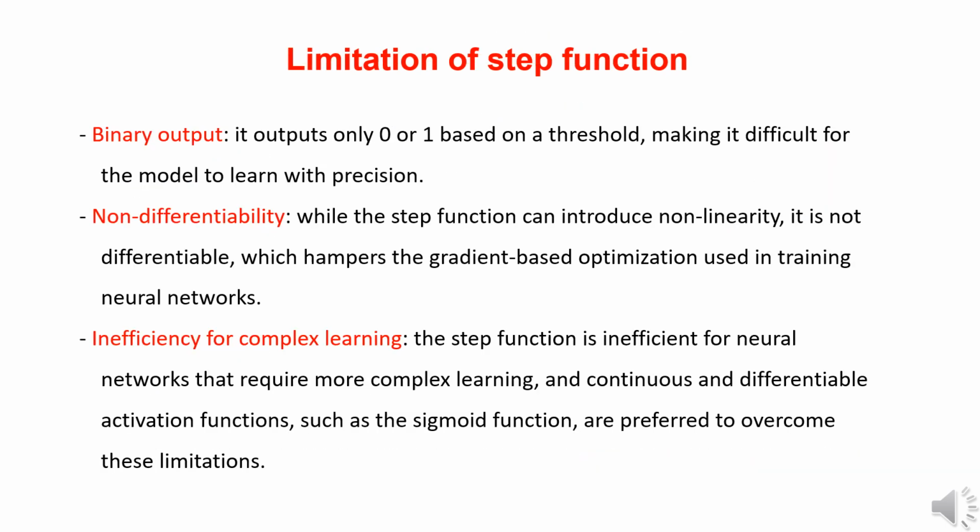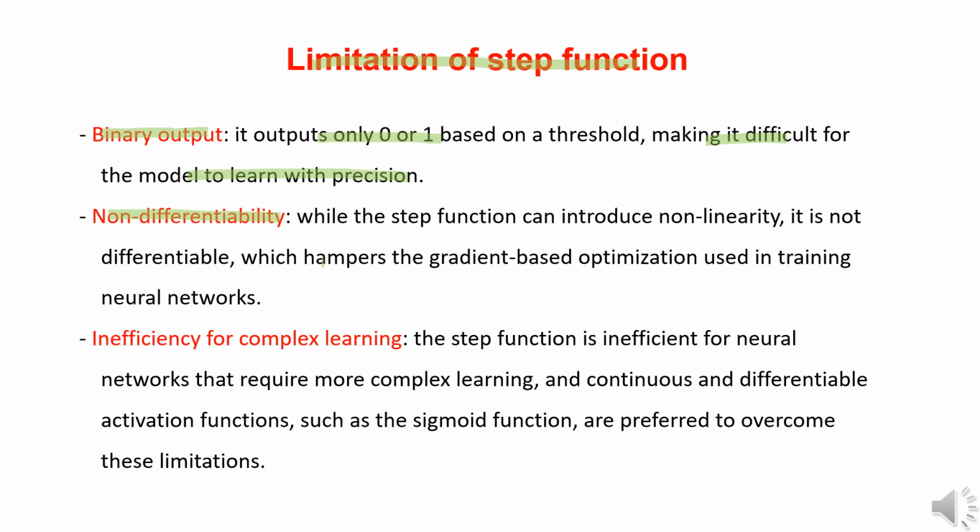Building on the previous explanations, let's examine the limitations of the step function. First, the step function is a binary output function, meaning it only outputs 0 or 1 based on a threshold. This can make precise model training challenging. Next, the step function is not differentiable. Being differentiable means that there should be a defined tangent at every point, but the step function has a sharp vertex where it transitions between 0 and 1, making it non-differentiable.